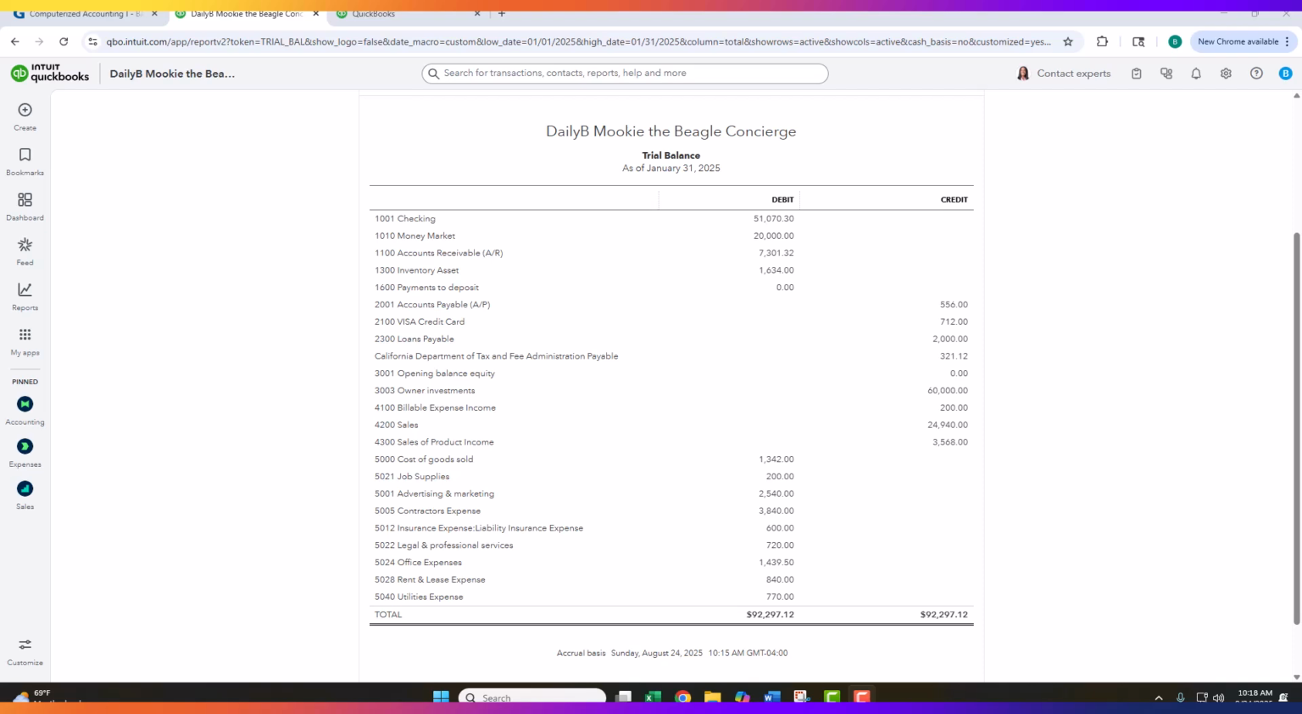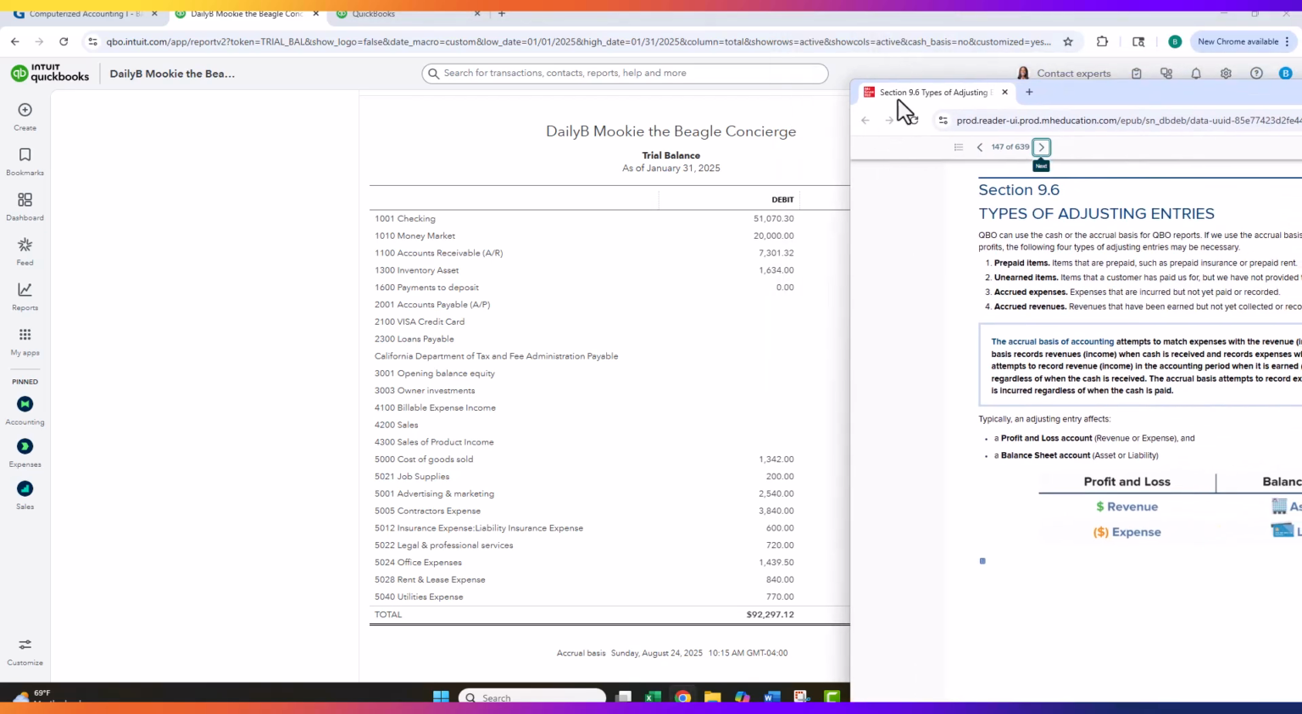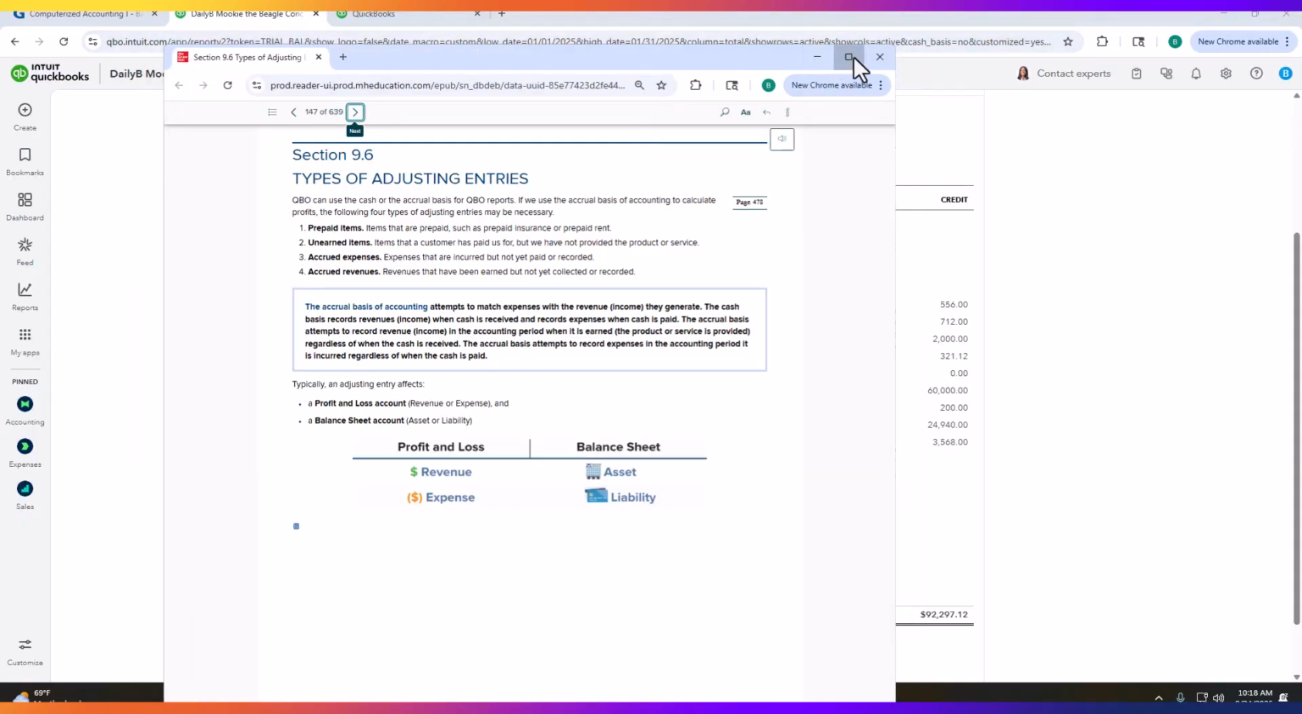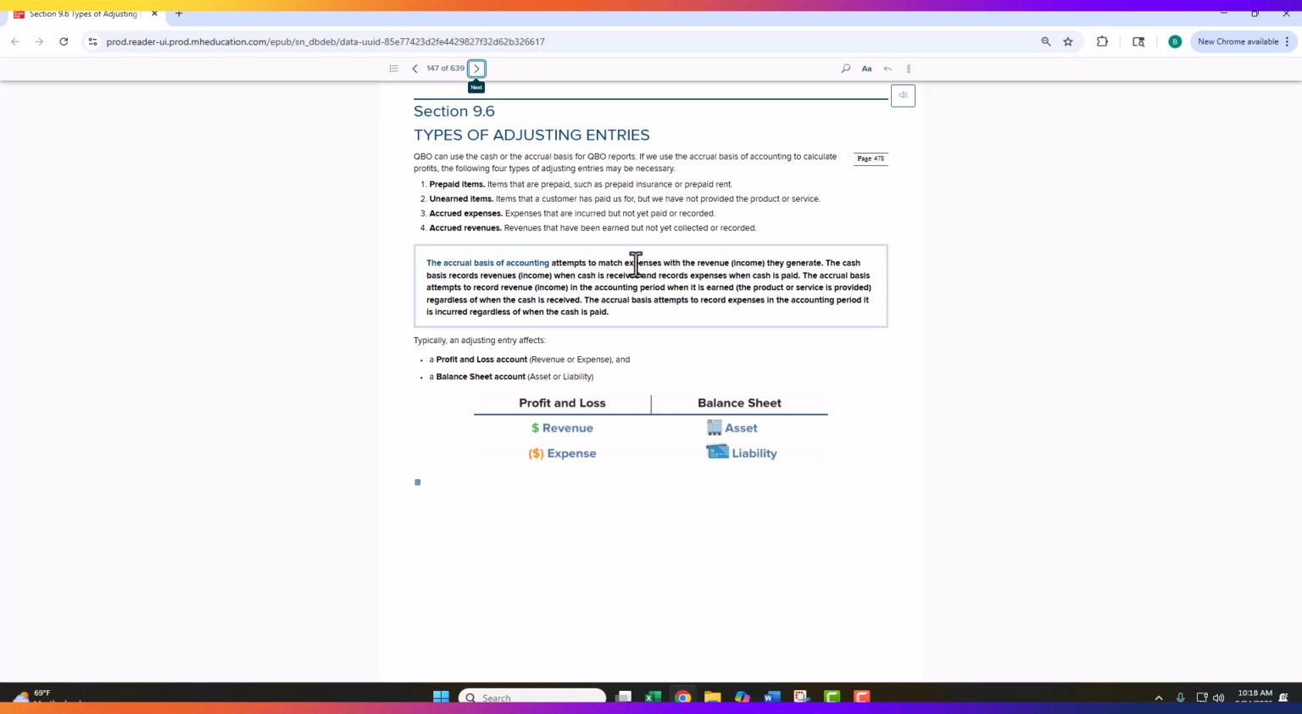The text has a section, section 9.6, I'm going to put it on screen here in a moment, that talks about the different types of adjusting entries. There's basically 4 categories, 4 buckets of adjusting entries. The first is prepaid items. So we're talking about things like prepaid insurance or supplies. These are transactions where we paid for an asset up front and then we use that asset over time. Depreciation also falls into this category.